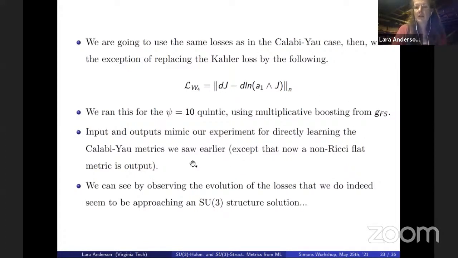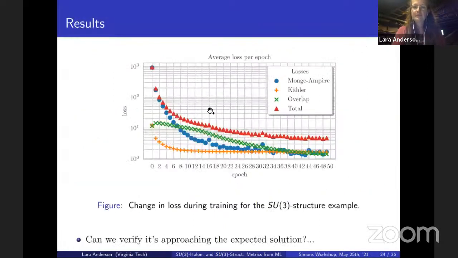And again, inputs and outputs mimic our experiment for directly learning the Calabi-Yau metric, except that now we expect to see a non-Ricci-flat metric. We can see by observing the evolution of the losses that we do indeed seem to be approaching an SU3 structure solution. Here is, over a series of epochs, the change in the loss function. Again, this is a typo, this should not be Kähler, but the W4 condition. We have a Monge-Ampère term, an overlap condition, and then the dJ being non-zero condition. And we can describe the total loss, which appears to be dropping and plateauing towards something. So it's nice to see that this is evolving and headed towards some sort of output.